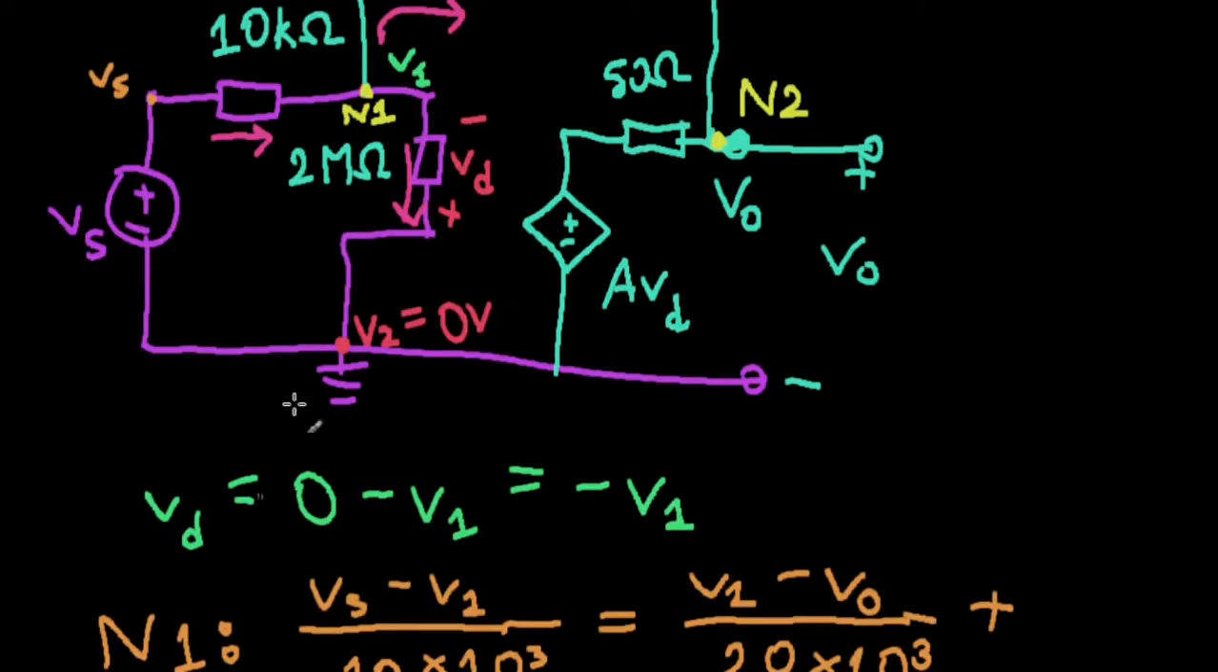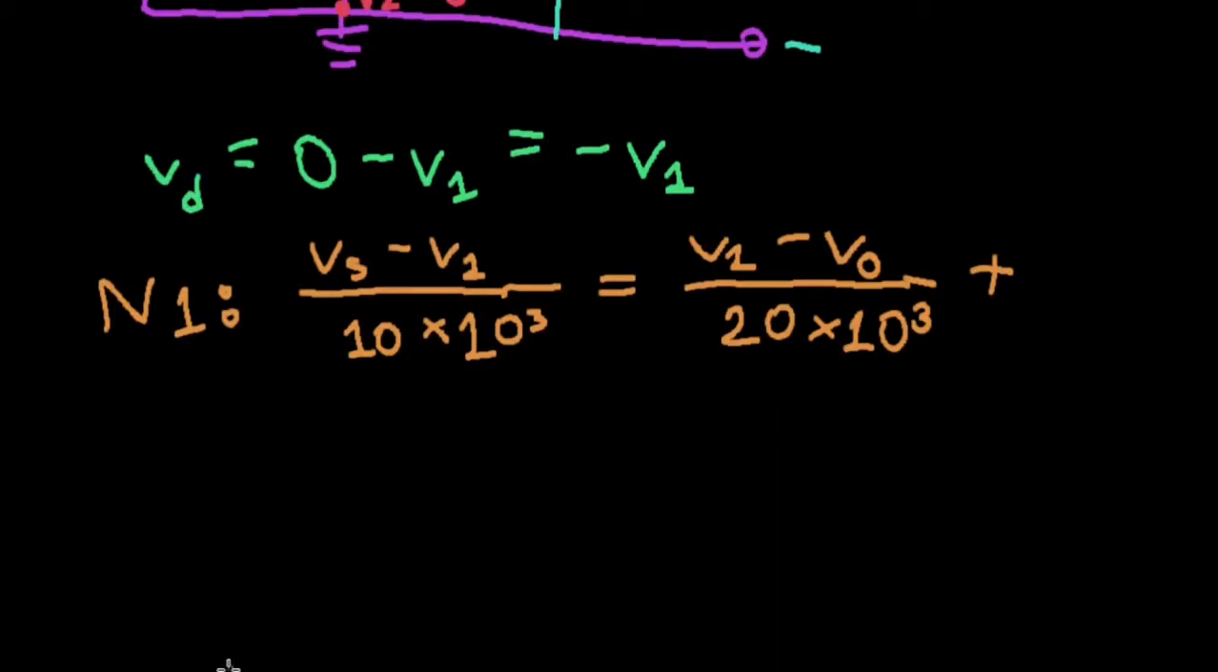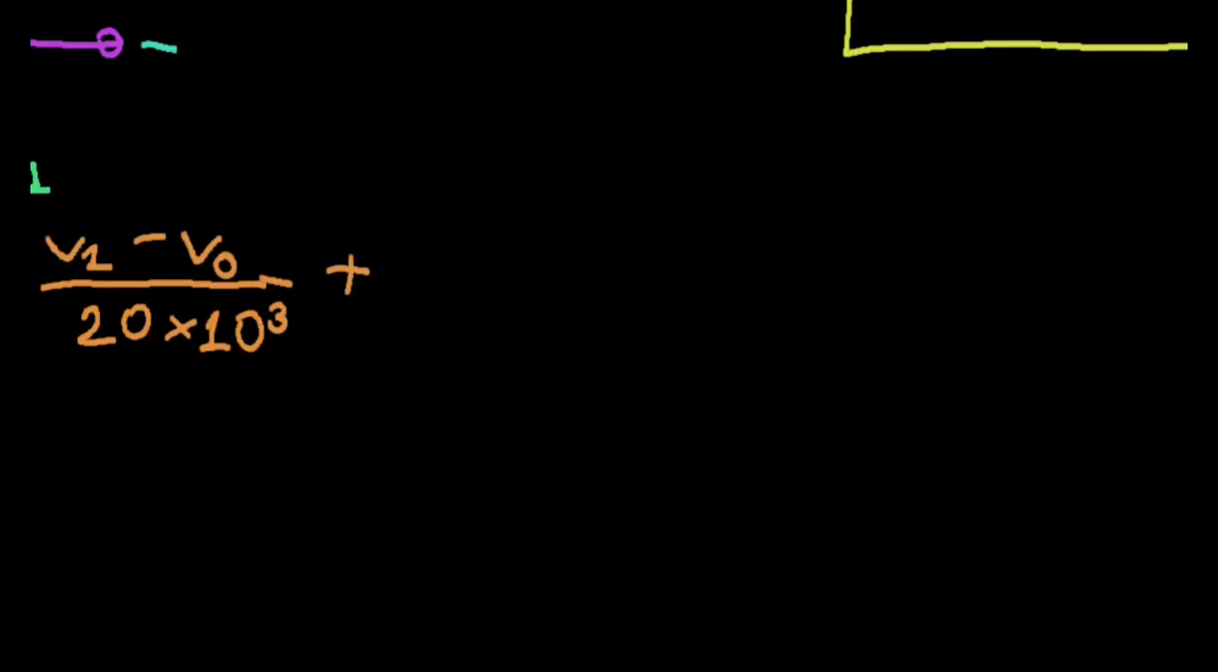plus we have another current, which is exiting here. That's V1 minus V2, but V2 is 0. So V1 divided by our resistance, which is 2 mega ohms, so V1 divided by 2 times 10 to the 6. Alright, so we have our equation, but let's simplify it a bit.